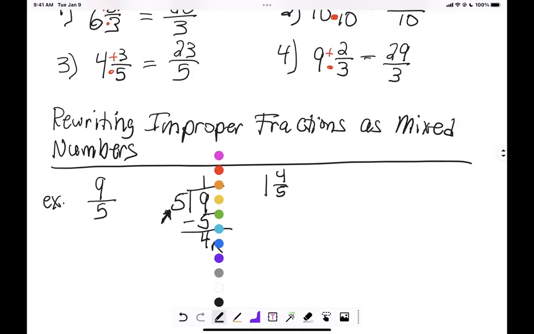So this is my whole number. That's my 1. And then I have 4/5, which is this number. So 9/5 becomes 1 4/5.